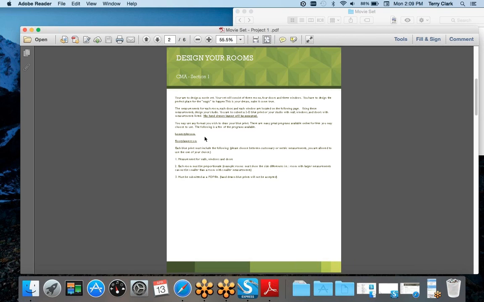Okay. On the second page, it gives you a layout: homestyle.com and floorplanners.com, places that you can go to pull a program that will allow you to do your blueprints. And we can see that it says no hand-drawn layouts will be accepted.